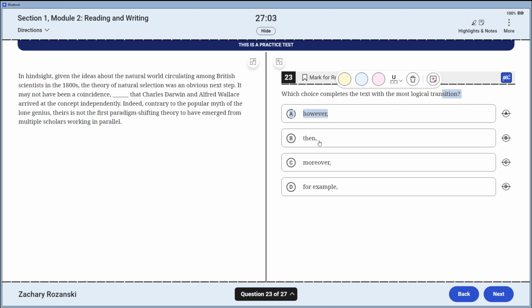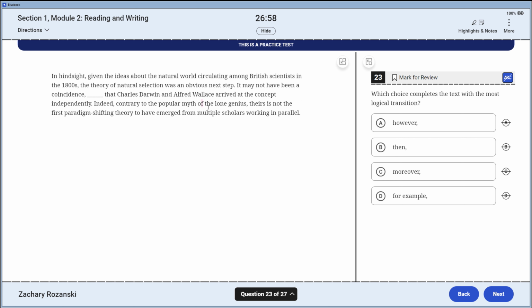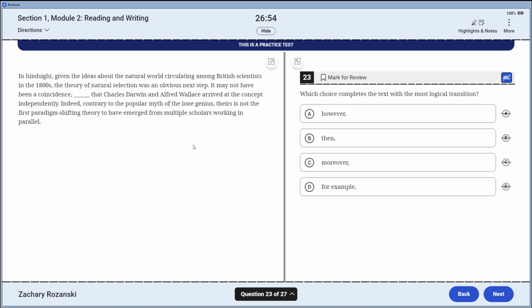Another logical transition. This one too is chilling at the end. So I'm going to kind of move him to the start and see what's going on. We've got, there were ideas circulating, percolating among British scientists. The theory of natural selection was obvious. So it might not have been a coincidence that they arrived at the concept independently. Because it was the obvious next step, it wasn't a coincidence that they got there independently.